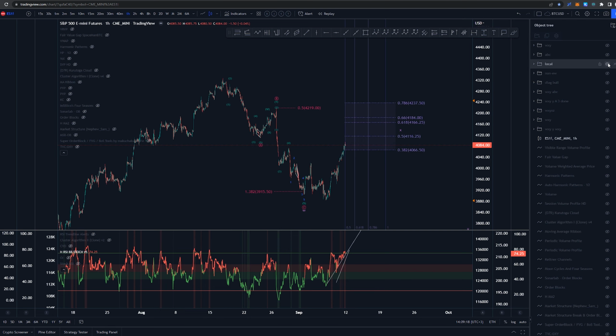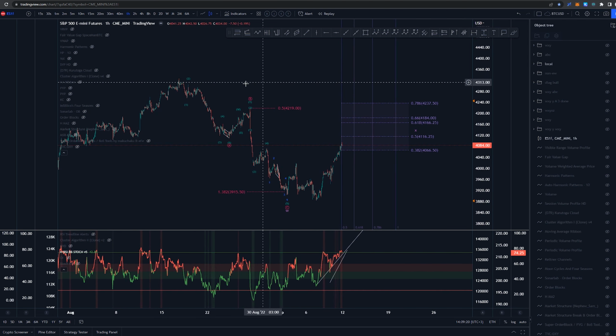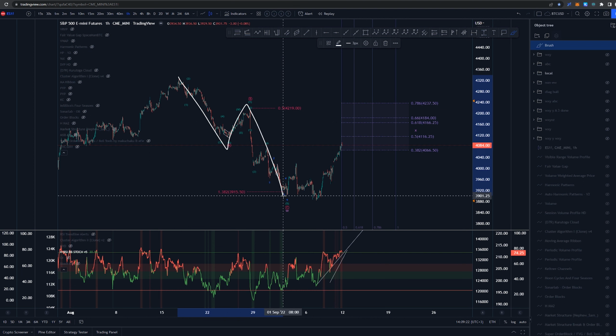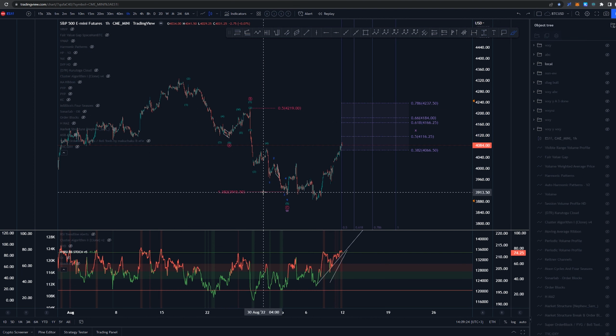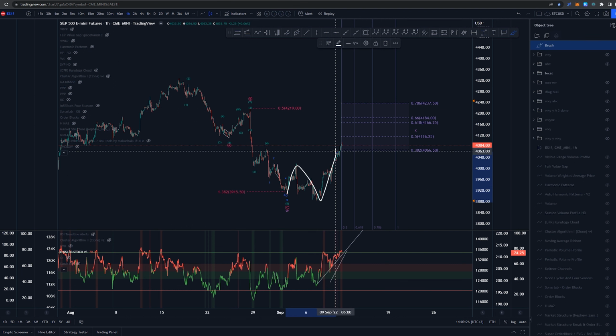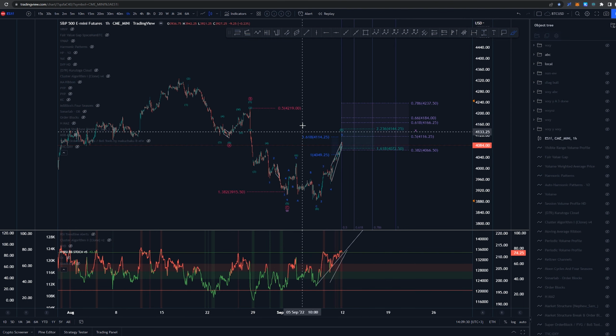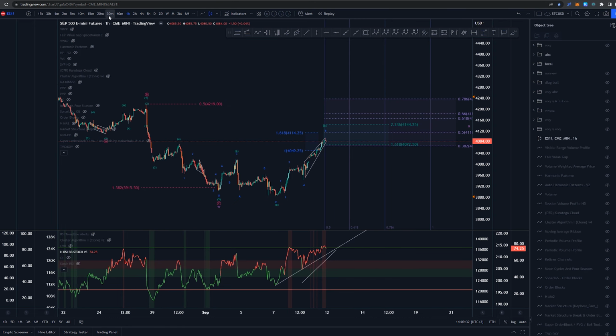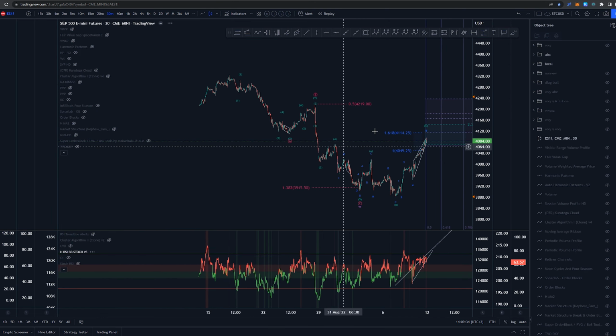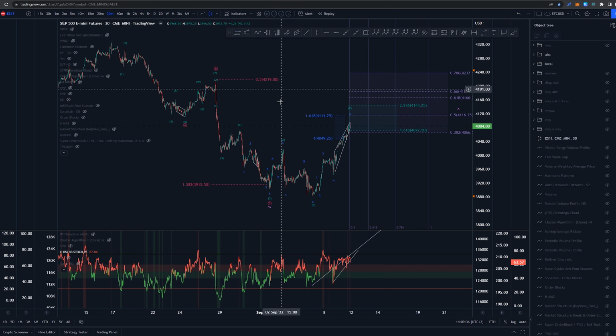Now for this one we had this count as the main structure coming down here as an ABC. Since then we were talking about this being some kind of expanded flat or a WXY. So we had two different possibilities for this, and if we are zooming in a bit closer, maybe 30 minutes here, we can take a look at that.